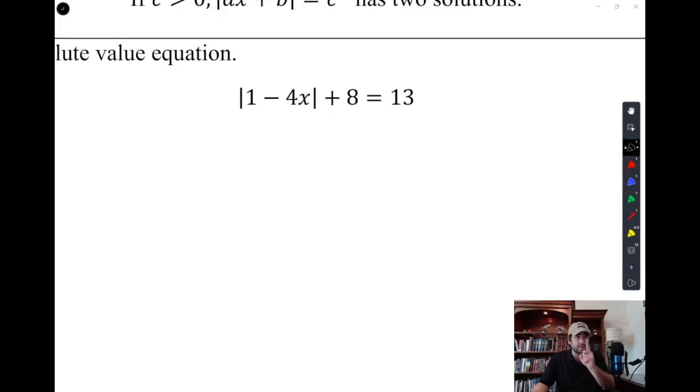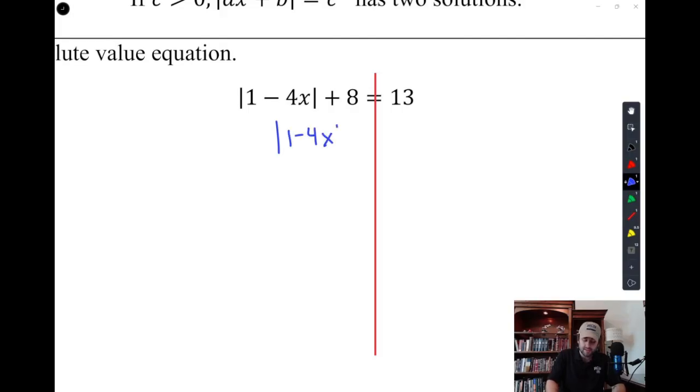So the first thing we're going to do is we're going to get that absolute value by itself using the rules from what you do to one side, you have to do to the other. And so we're just going to get 1 minus 4x is equal to, subtract 8 from both sides, and you get 5.